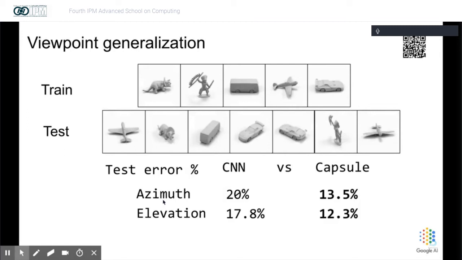We also tested capsule networks on their ability to generalize to new viewpoints. So we trained only on 1/3 of available viewpoints in the NORB dataset. At test time, we asked it to extrapolate to novel viewpoints. We compare capsule network results to a baseline convolutional neural network, and capsules have significantly lower test error rates on these tasks.